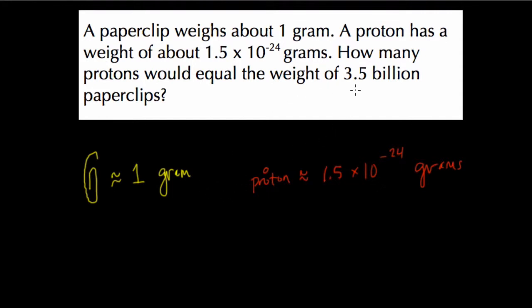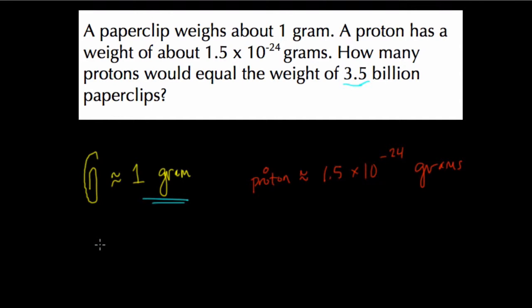So the first calculation is easy, because 3.5 billion paper clips each weigh 1 gram. Whatever number you have, you just have 1 times that number. If you have 10 paper clips, that's 1 times 10, or 10 grams. If you have 100 paper clips, it's just 100 grams. The number of paper clips equals the number of grams.